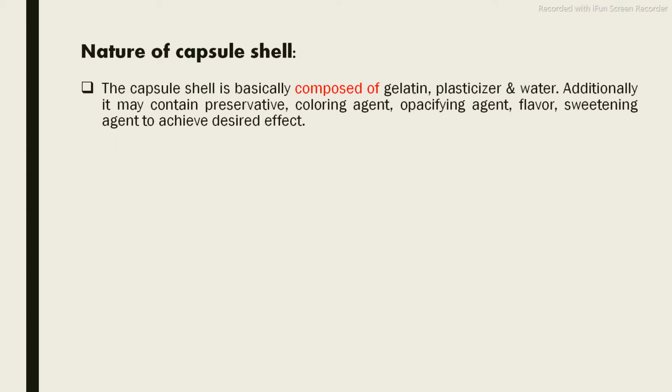Nature of capsule shell. It is composed of gelatin, plasticizer and water. Gelatin, plasticizer and water are the main components of soft gelatin capsules. We have to keep the optimum concentration of plasticizer. If the concentration of plasticizer goes on decreasing, then your soft gelatin capsule may turn into a hard gelatin capsule. So that's why there is a major role of plasticizer. As we have seen before, the plasticizer ratio in hard gelatin capsule is 0.4 to 1, and in soft gelatin capsule it is 0.8 to 1. So we have to always take care of plasticizer concentration.